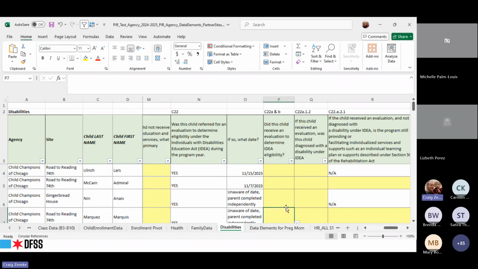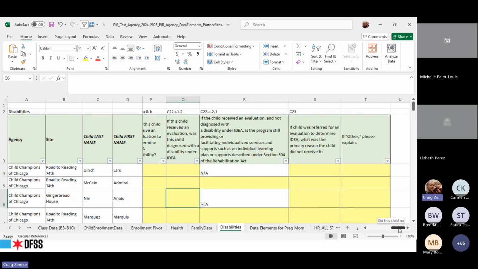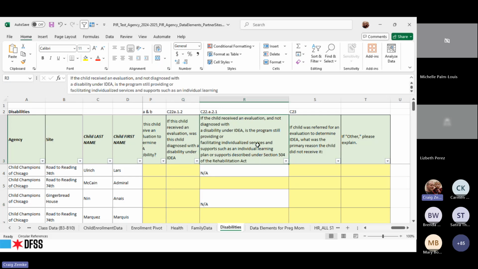If they were referred, were they determined to be eligible for services, yes or no? If yes, then we need to know the IEP or the IFSP, and the condition. If they were not, then were they receiving other services with a 504 plan?